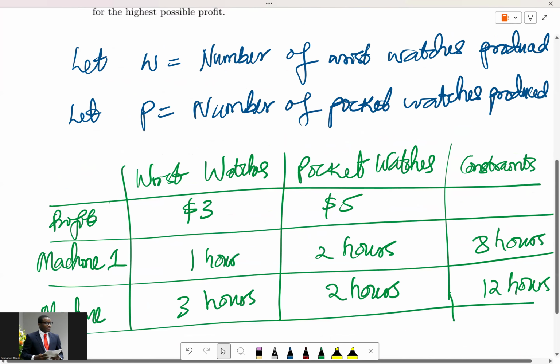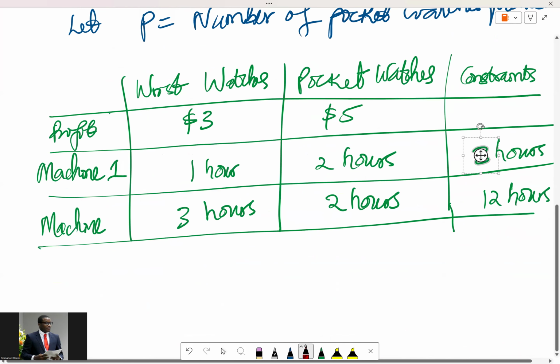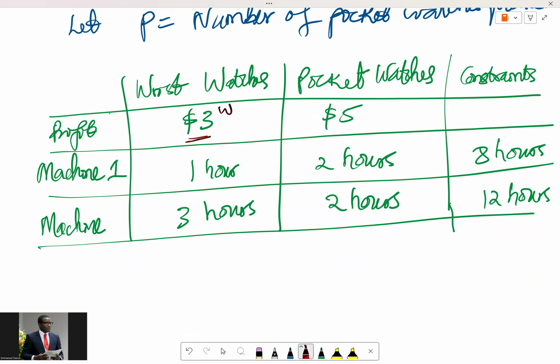So in this case now, we can go ahead and say that if each wristwatch contributes $3, it means that if you produce W wristwatches, you are going to have 3W dollars in profit. Then if you produce P pocket watches, you're going to have 5P dollars as profit, so that the total profit will be something like 3W plus 5P.